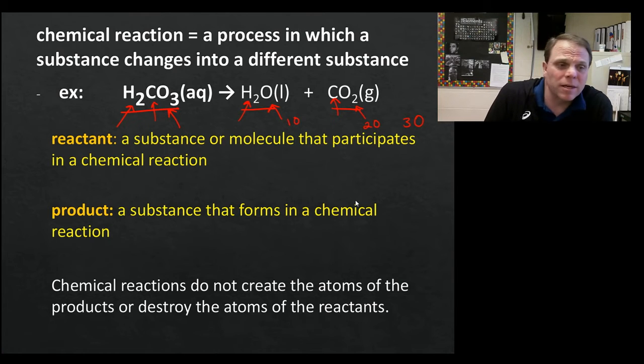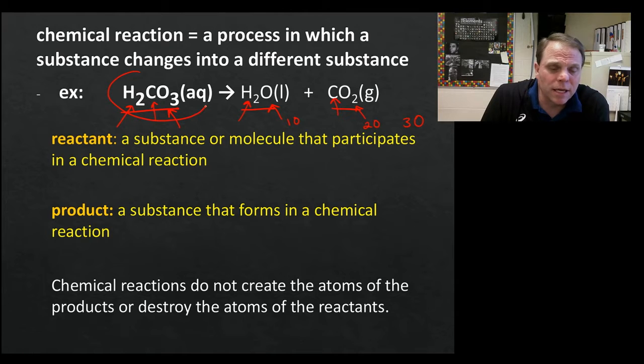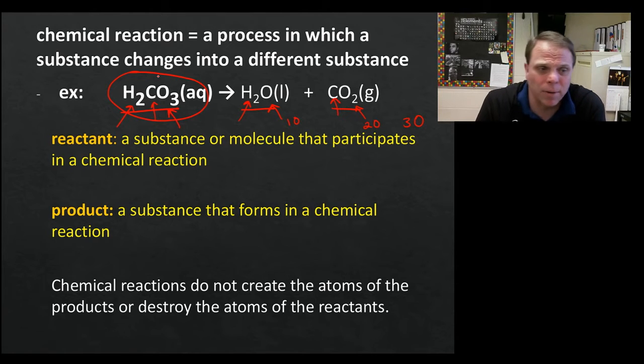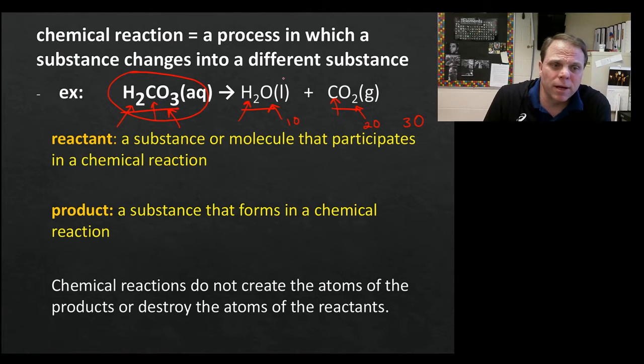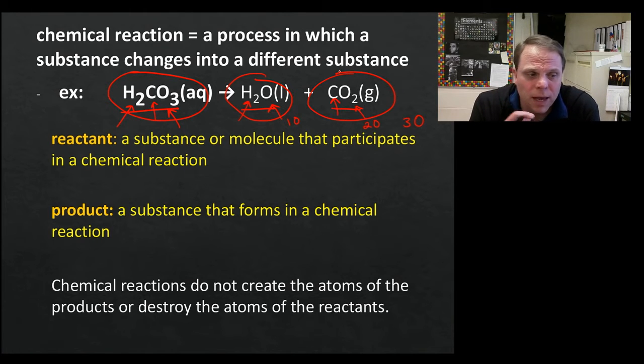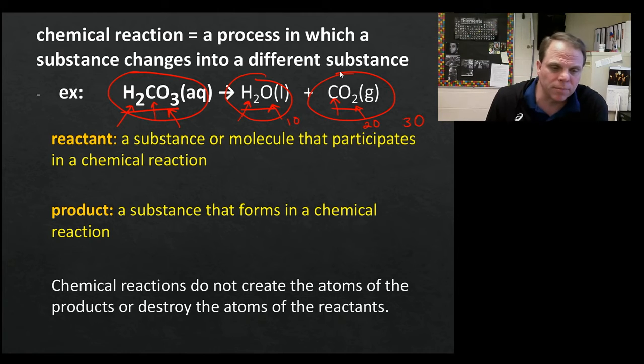Now, the reactants are the things on the left side of the reaction. So over here we have our reactants. And in this case, we just have one reactant, and it's the carbonic acid. And our products on the right side of the reaction, we have two of them in this case, carbon dioxide and water. Products are the substances that are being formed. Reactants are the substances that are participating in making something new, right? The things that you start with, the starting materials that are going to be transformed into something new.